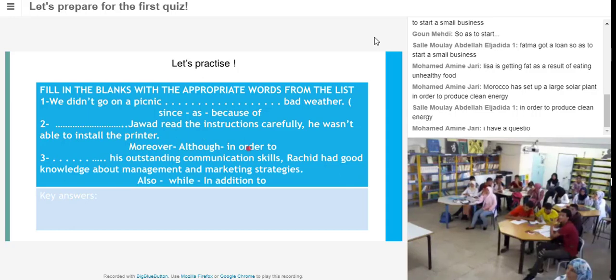Now, which linking word do you think is better suited to this sentence? The second one, which is? Although. Very good. Which is a linking word for what? We said it's a linking word for concession. Yes. Moreover serves what? Addition. Excellent. And in order to is for purpose.